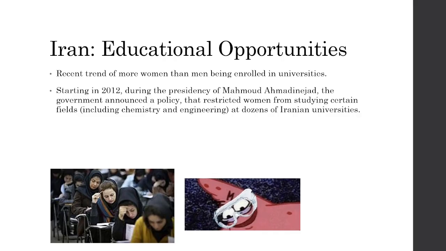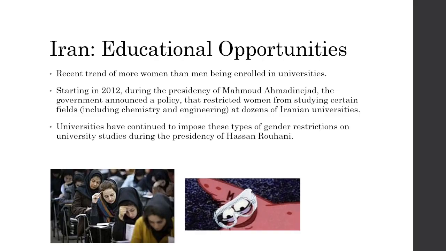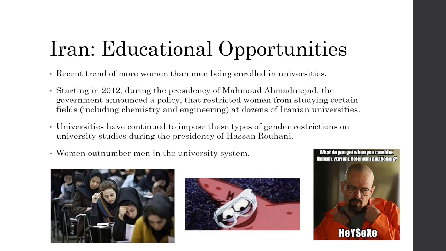Starting in 2012, during the presidency of this guy, I'm not going to pronounce that, the government announced a new policy that restricted women from studying certain degrees, particularly STEM degrees like chemistry and engineering, at a variety of Iranian universities. Universities have continued to impose these types of gender restrictions to this day, during the presidency of Hassan something. I got one of them. But women do outnumber men in the university system. So that's kind of important to know. They're restricting women's access to certain degrees. However, there are more women in the university system than men. So it really doesn't make a lot of sense here.